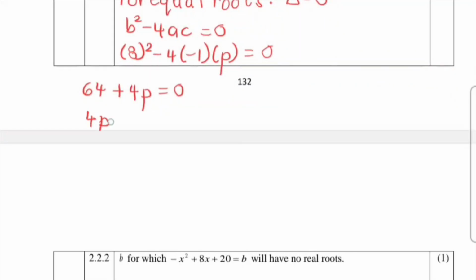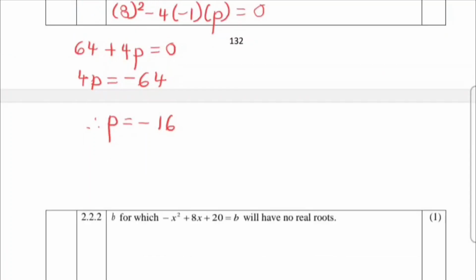Let's keep the 4p on the left. Let's take the 64 over to the right. It becomes negative. We'll divide both sides by 4. Therefore, p is equal to negative 16.